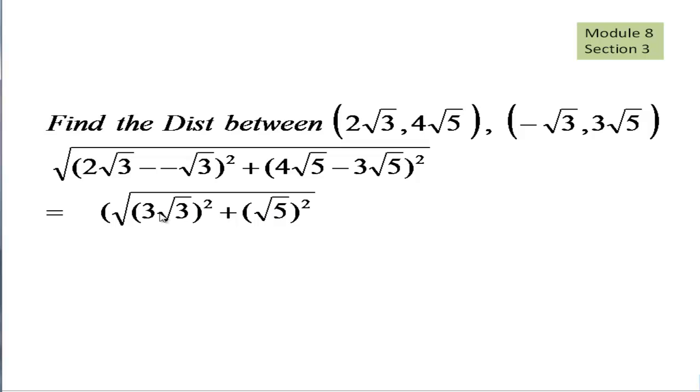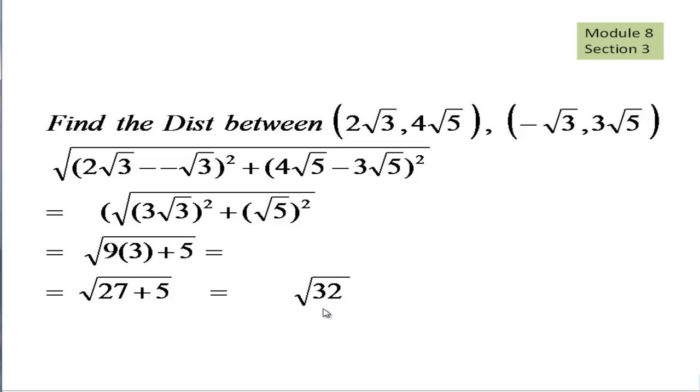Okay, we square both of these. 3 squared is 9, and a square root squared takes the number out, so it's 9 times 3. The square root squared takes the number out, so that's just a 5. Now we have 27 plus 5, which makes 32.